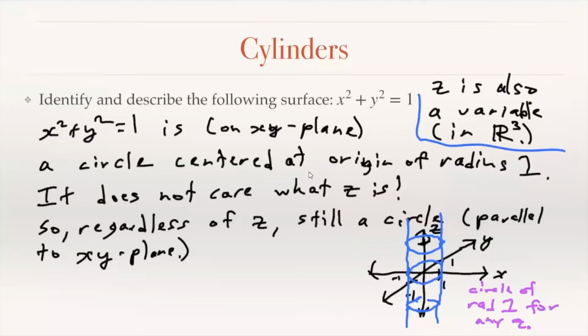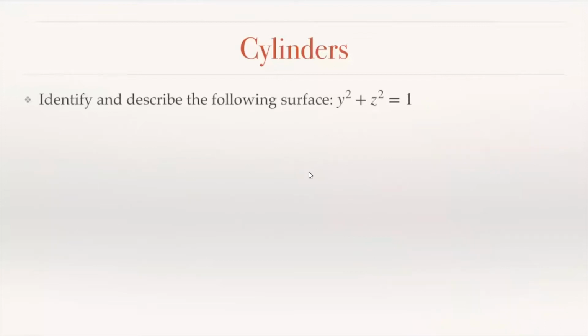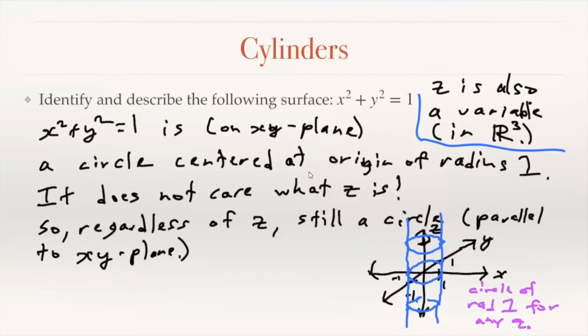So that's the type of thinking that we'll be needing to do with equations in 3 dimensions. And again, this is a cylinder in our more generalized definition, because everywhere the surface is parallel to the vertical line that is the z-axis.